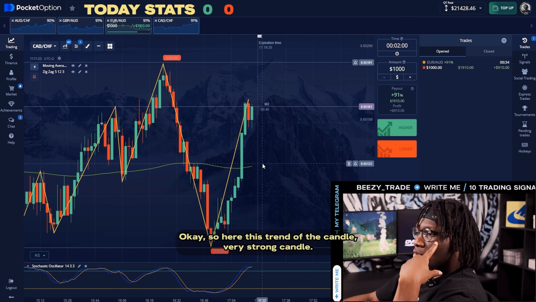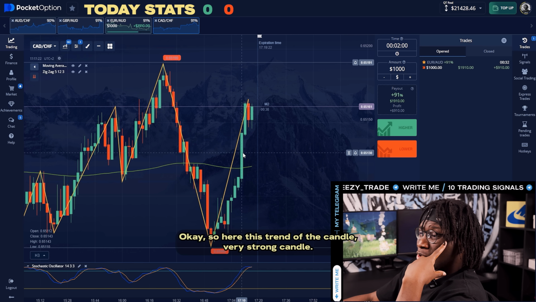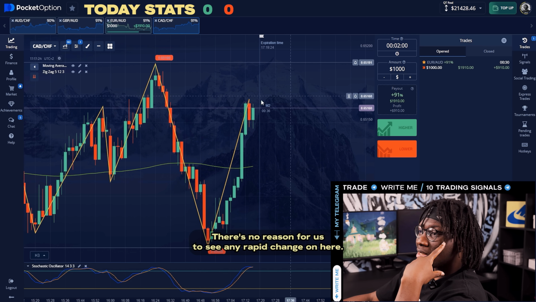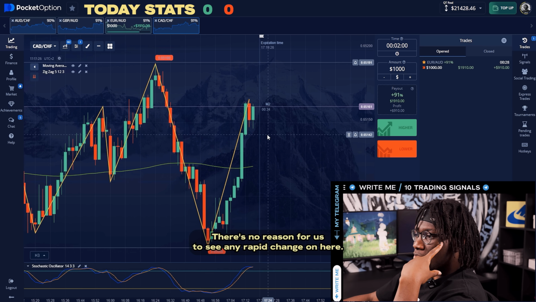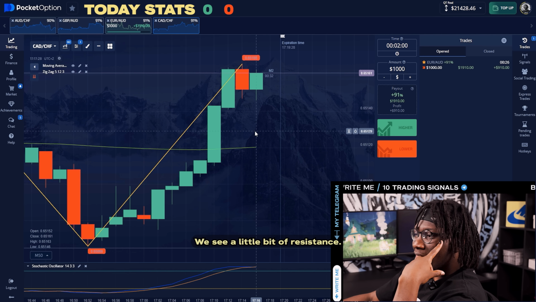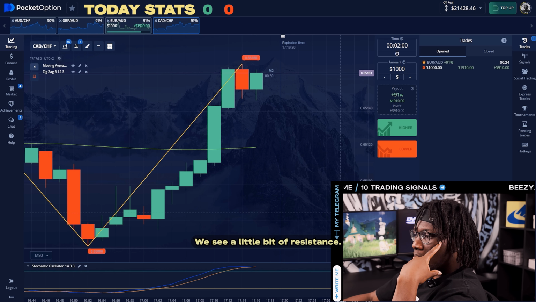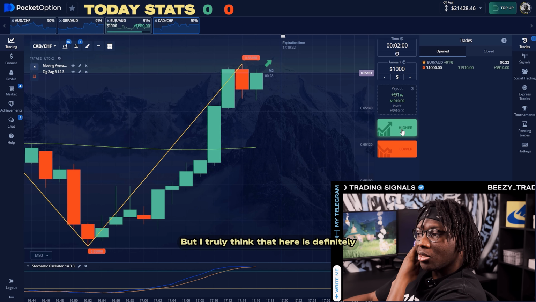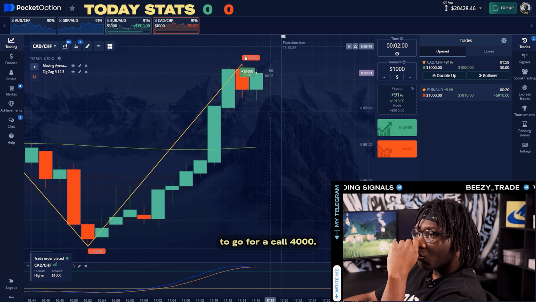Okay. So here, strength of the candle, very strong candle. There's no reason for us to see any rapid change on here. Candles are pushing up. We see a little bit of resistance, but I truly think that here is definitely a place to go for a call for 1,000.